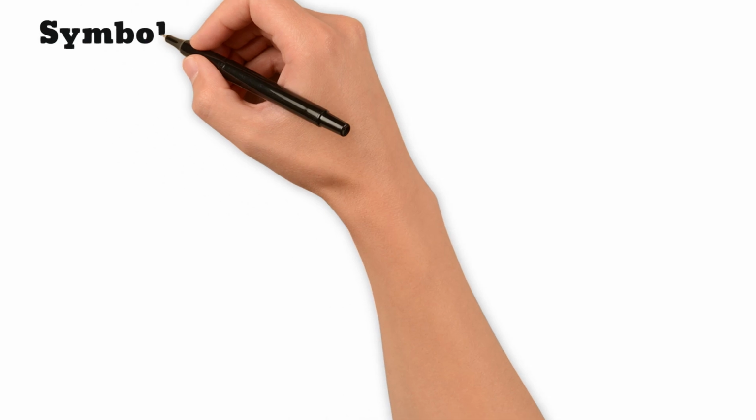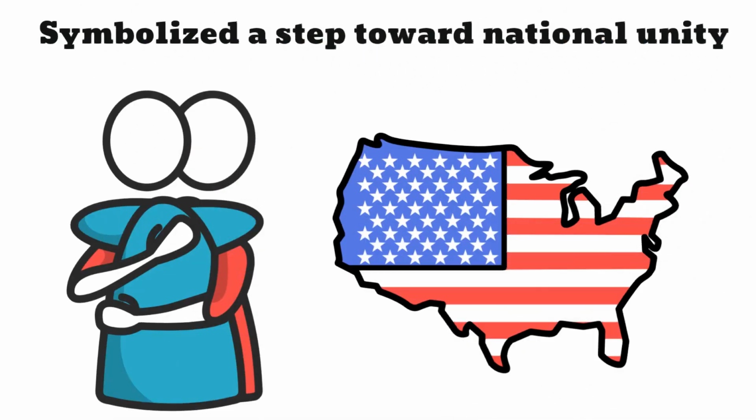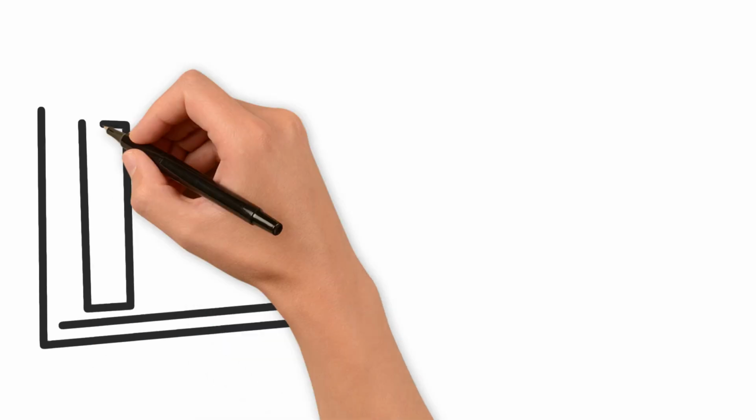Third, the Articles symbolized a step toward national unity. By providing a collective framework for governance, they helped shape a distinct American identity, even if they couldn't fully address the needs of a growing nation.